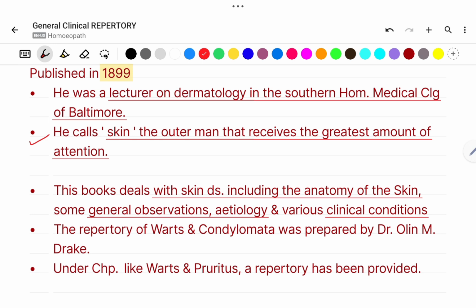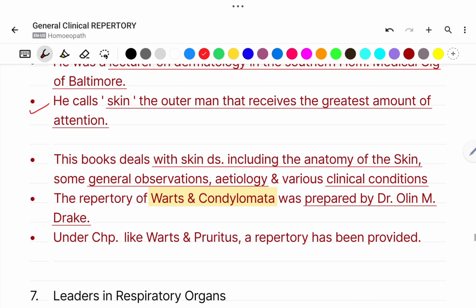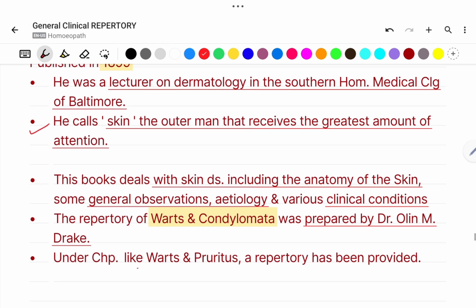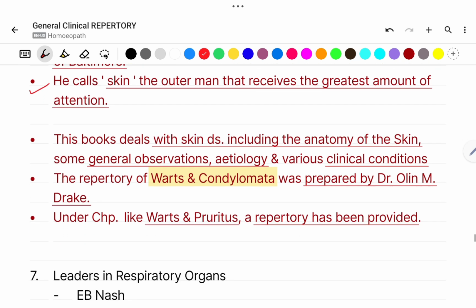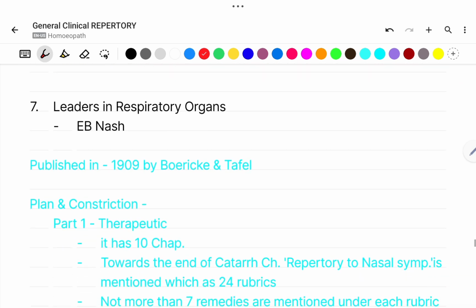The repertory of warts and condylomata was prepared by Dr. Olin M. Drake. Under chapter like warts and pruritus, a repertory has been provided. So the repertory Warts and Condylomata is prepared by Dr. Olin M. Drake. Our next repertory is Leaders in Respiratory Organs by E.B. Nash.